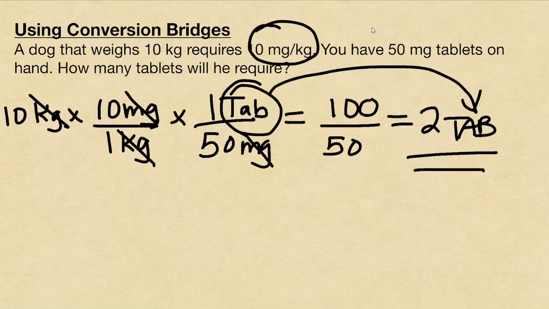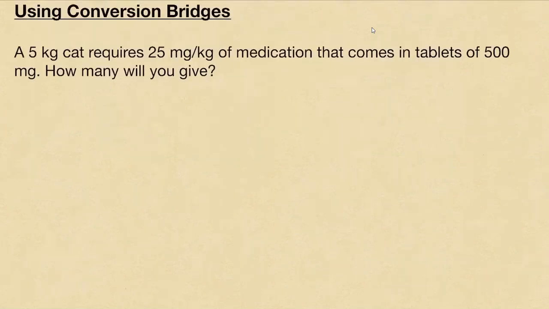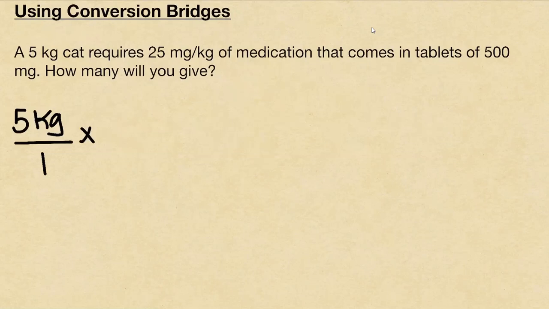I'm going to go through 3 more of them with you. So we've got a 5 kilogram cat. He is going to require 25 megs per kg of medication, and our tablets come in 500 megs. How many tablets am I going to give him? So let's go ahead with our starting factor. We know he is a 5 kilogram cat. And if you need to have a placeholder, you can always put this over 1 if you don't want to just hang it out in the air like that. And our dose is 25 megs for every kg.